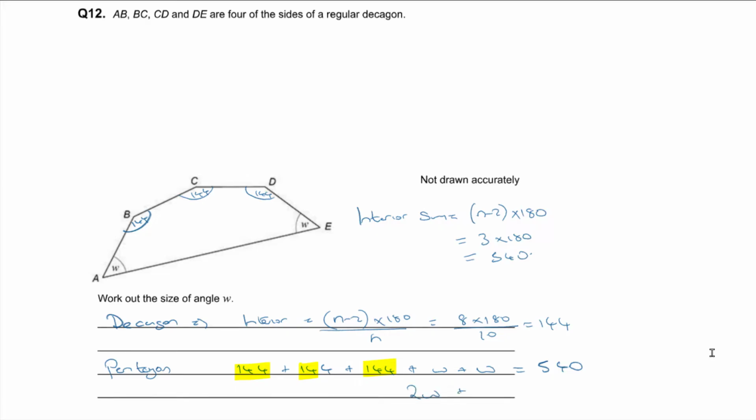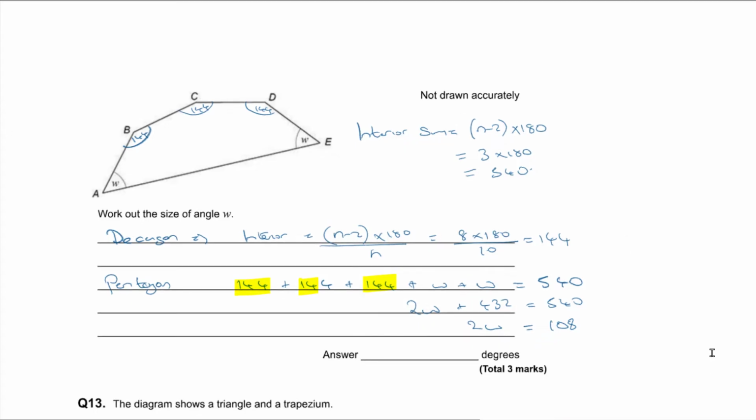So that means I've got 2W plus 432 is equal to 540. So then 2W is equal to 540 take away 432. That's 108. Okay, and then W is going to be 108 divided by 2, because there's 2 of them, isn't it? So that's 54. So each one is going to be 54.